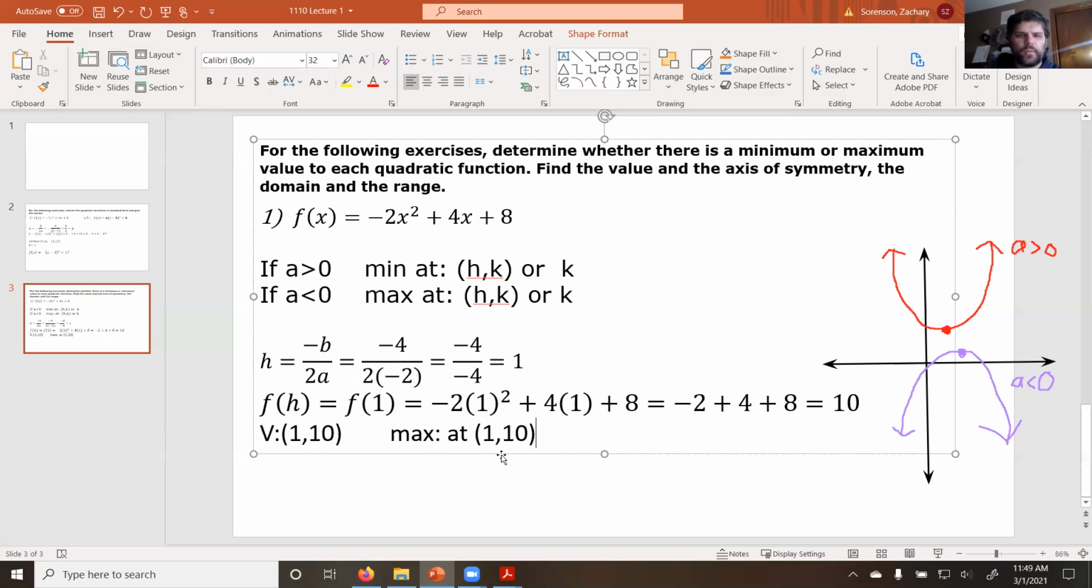So we already know in either case, my min or my max is just going to be at my vertex. That's not too terrible. I need to determine what my a is in my function to determine if it's a min or a max. a is negative 2, so I'm going to use this guy.